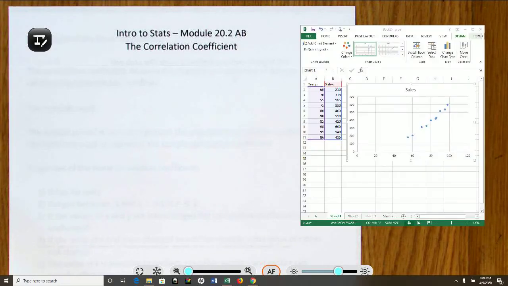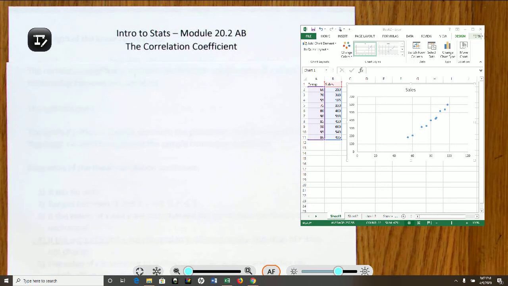Hi everyone, we are going to now move further in Module 20 to 20.2. We're going to do parts A and B, and this portion we're going to kind of do them at the same time. And what we're going to be looking at is that correlation coefficient, and we will be using Excel for most of this, hence the reason I have Excel up. And that's a good thing because it's going to do all the grunt work for us.